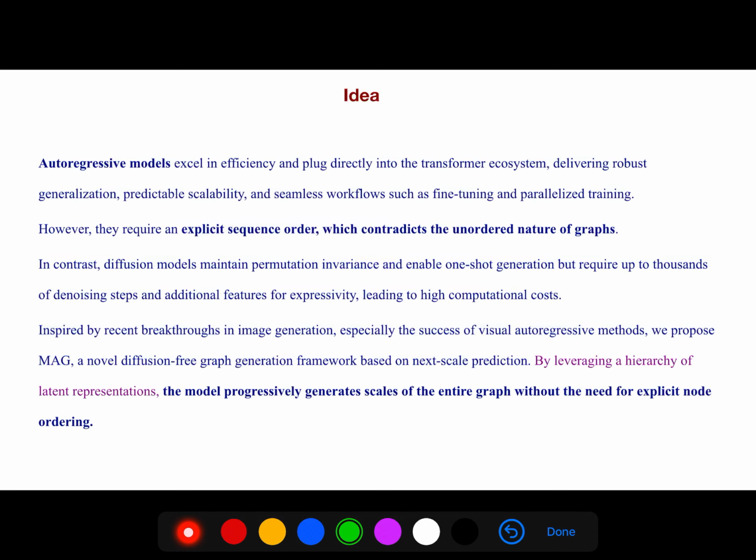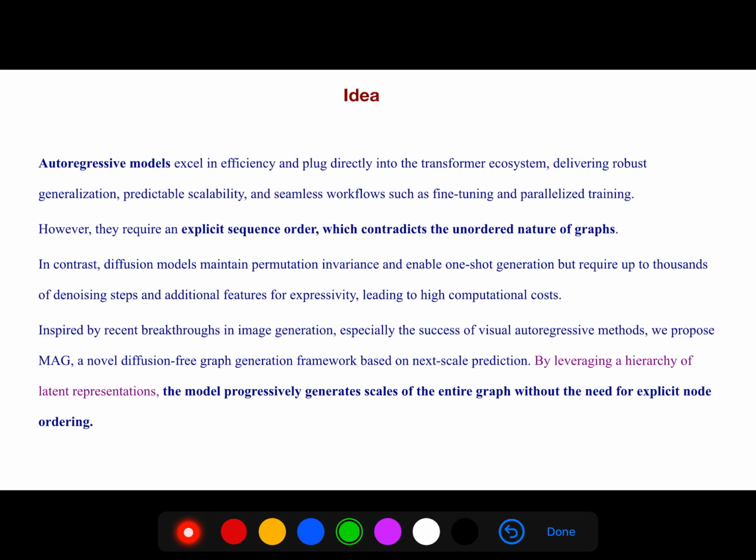In contrast, diffusion models maintain permutation invariance and enable one-shot generation, but require up to thousands of denoising steps and additional features for expressivity, leading to high computational costs.